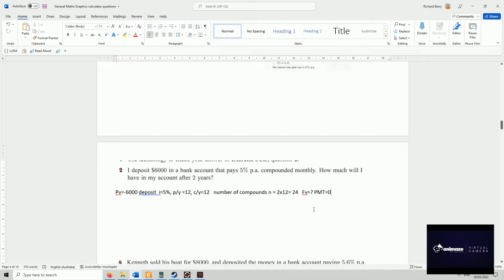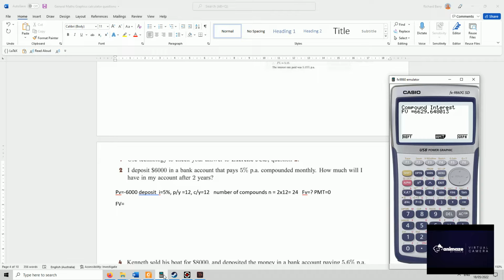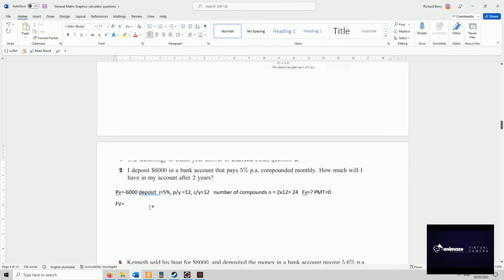So I'm going to write that down. Future value is now, I can't remember that, 6629.65. $6,629.65. Okay. Now this question didn't ask for it, but I'm going to write it.